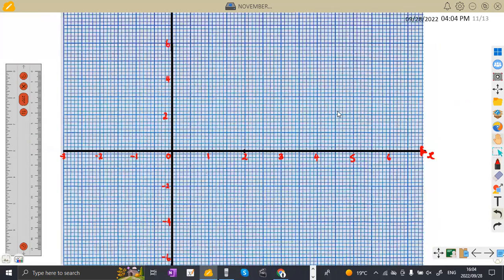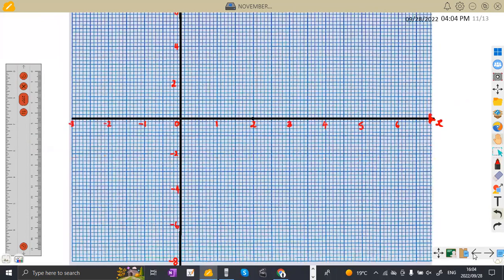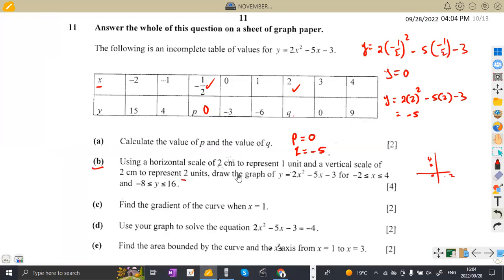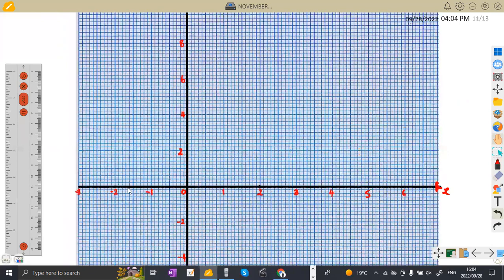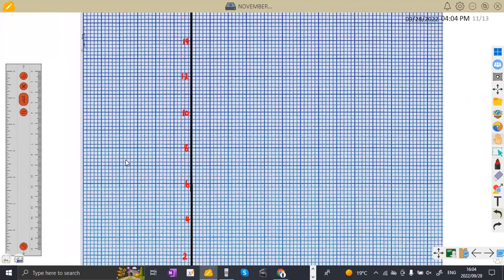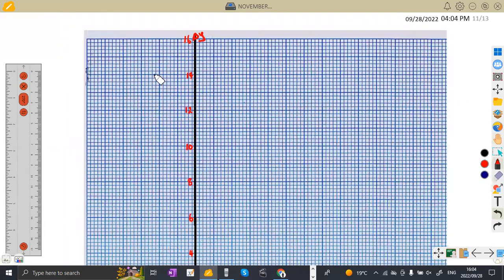All right, so we're not going to waste much time. We're just going to quickly mark our points that we are given. So we are given -2, 15. That is when x is -2, y is 15. So you've got, which is somewhere here, -2 here, then 15 straight. So 15 is actually in between what? In between 14 and 16. So it's -2, which is somewhere here. You mark your point.